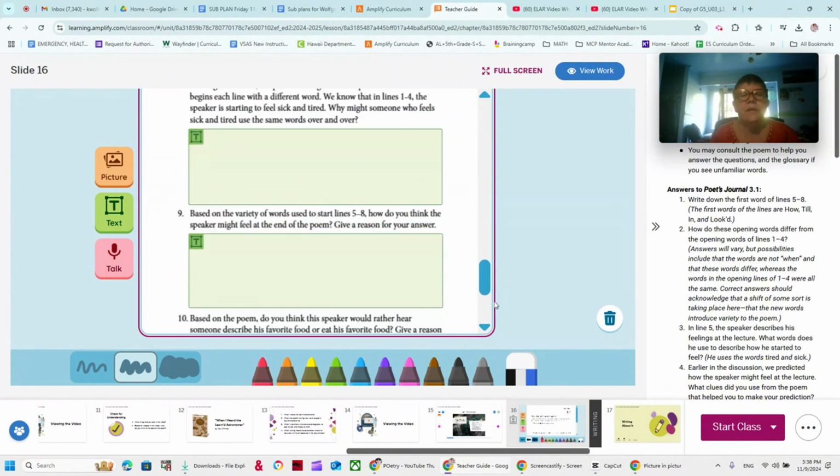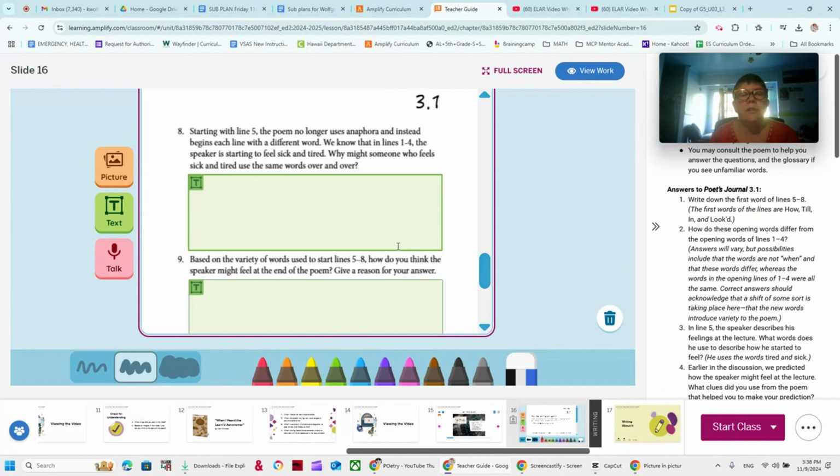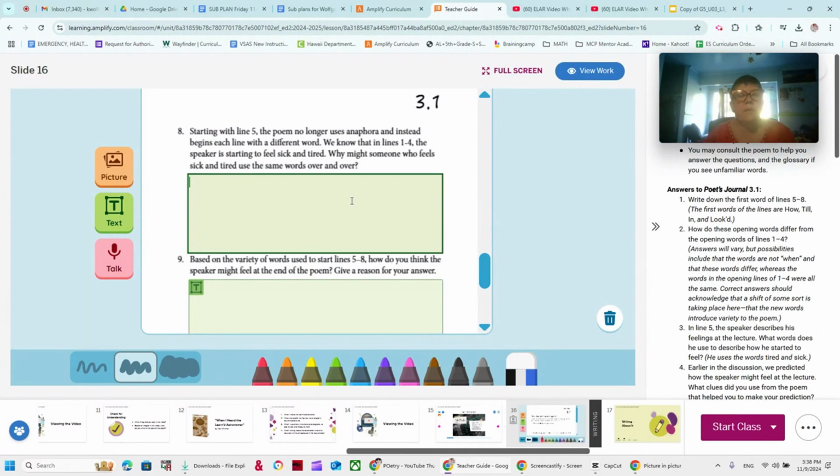Starting with line 5, the poem no longer uses anaphora and instead begins each line with a different word. We know that in lines 1 through 4, the speaker is starting to feel sick and tired. Why might someone who feels sick and tired use the same words over and over? Okay, so you're feeling sick and tired. So he uses, oh, I see. He's feeling sick and tired in the beginning. And then when he leaves, he's using new words because he's not feeling so sick and tired anymore, right?